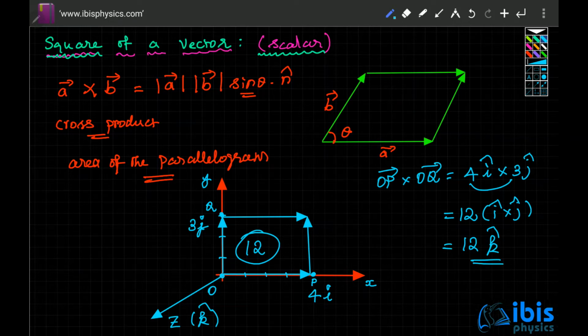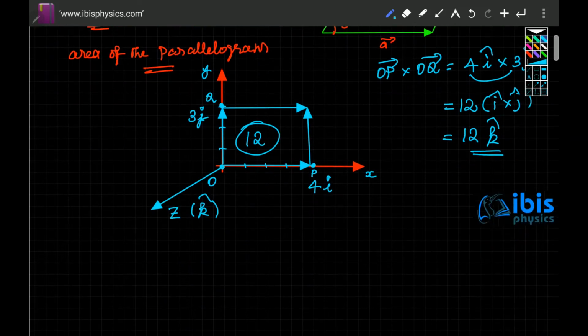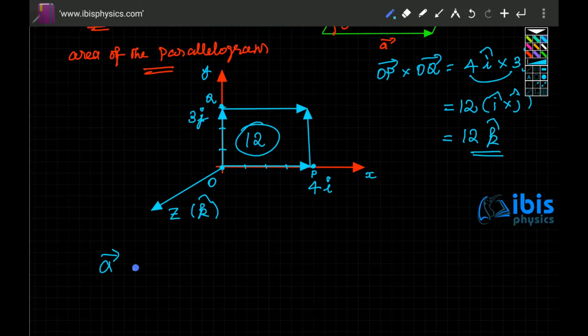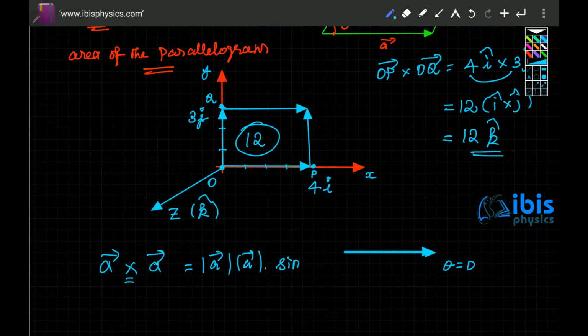You see, the point is, in order to take the square, you have to multiply the vector by itself. So let us take a vector and multiply it by the same A vector through the cross product. If A vector is in this direction, the other A vector is also in the same direction, on top of it. So the angle theta between them is 0, so it will not form any area. So A cross A is modulus A into modulus A into sine 0 degree.